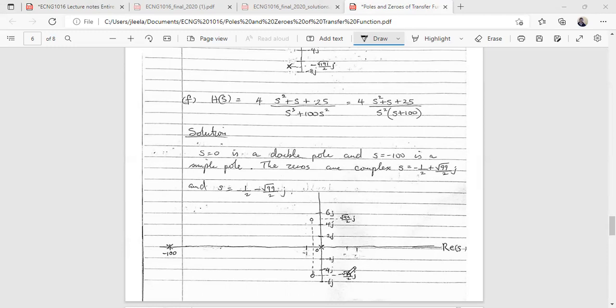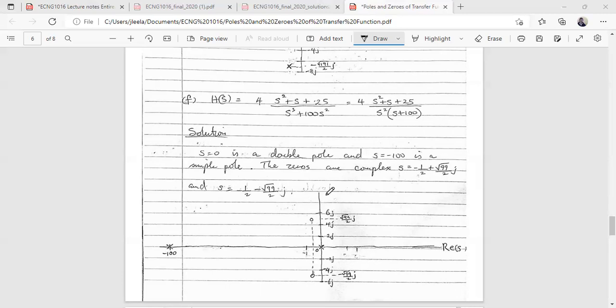Right. So this is almost 10 divided by 2, which will be 5. So minus 5 and plus 5, somewhere around there. So this is where your zeros will lie, at minus a half, between minus 1 and 0, up here and down here. And you have your poles at 0 and minus 100. Right?